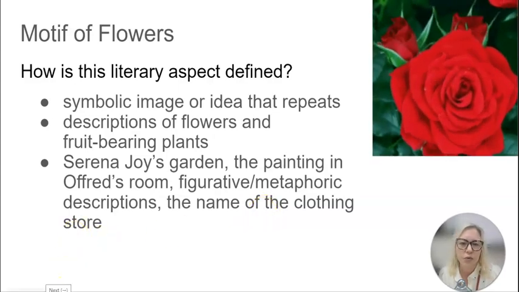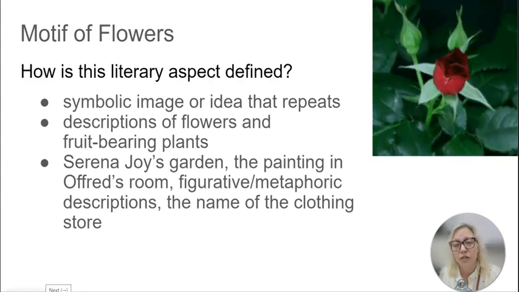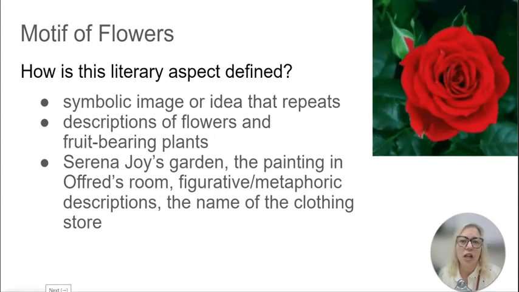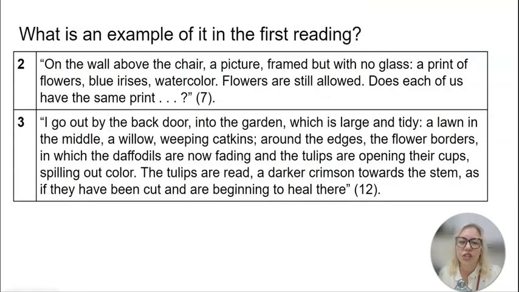And let me take you through the examples as they occur in the book. And if you wanted to mark these in your book, you sure can. Draw a little flower in the margin next to all of these. The first one's in chapter 2 on page 7. "On the wall above the chair, a picture framed but with no glass, a print of flowers, blue irises, watercolor. Flowers are still allowed. Does each of us have the same print?"